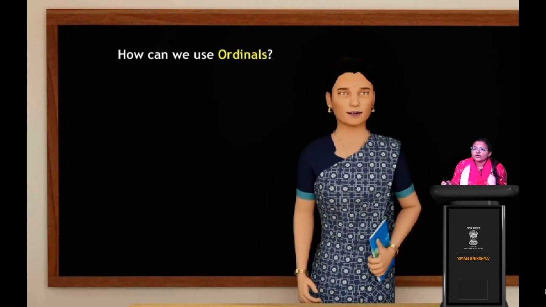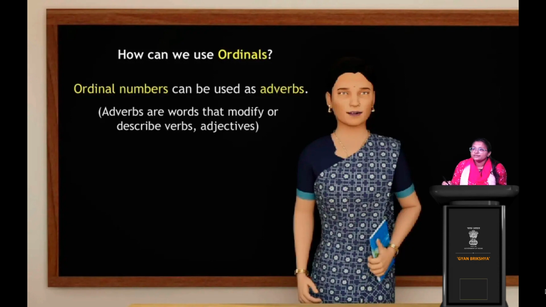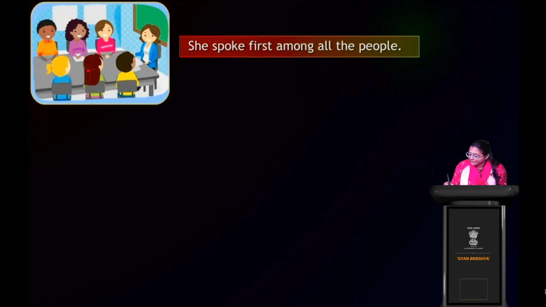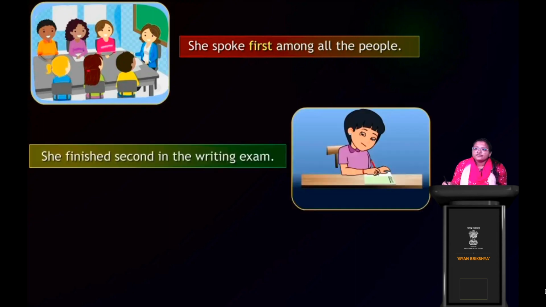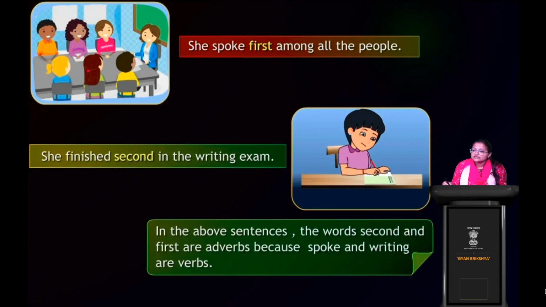Another use of ordinals can be as adverbs. Adverbs are words that modify or describe verbs or adjectives. She spoke first among all the people. So first is the adverb. Spoke is the verb, and the one which is qualifying the verb is the adverb, first. She finished second in the writing exam. Again, the verb is finished and second is the adverb. In the above sentences, the words second and first are adverbs because spoke and finished are verbs, right?